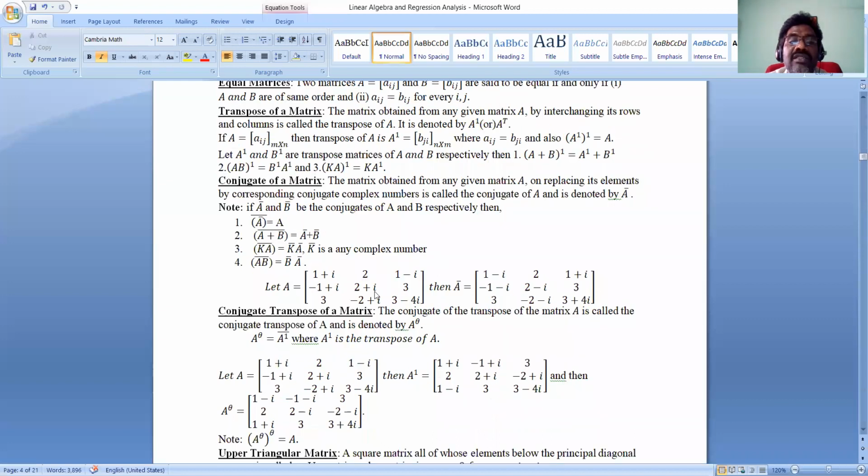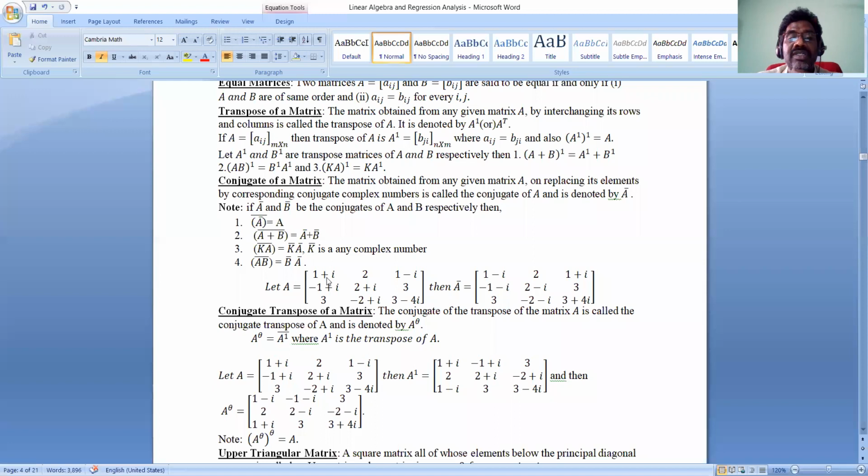Suppose, for example, let A equal to the matrix with entries 1 plus i, 2, 1 minus i, minus 1 plus i, 2 plus i, 3, 3, minus 2 plus i, 3 minus 4i. These are the entries of the matrix. Then A bar is obtained as follows.